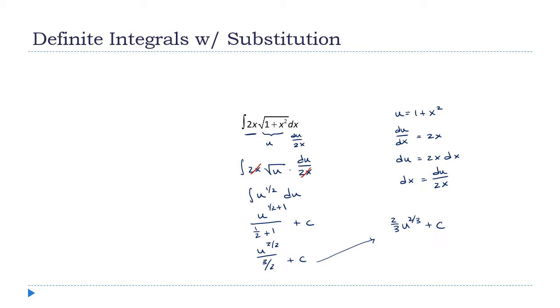Now, it looks like we found the antiderivative, and we kind of have, but we're not done. The original question had x's. My answer needs to have x's. So all I'm going to do is substitute back. I'm going to replace the u with 1 plus x squared. And I get 2/3 times (1 plus x squared) to the 3/2 plus c. And that's it. Now I'm done.